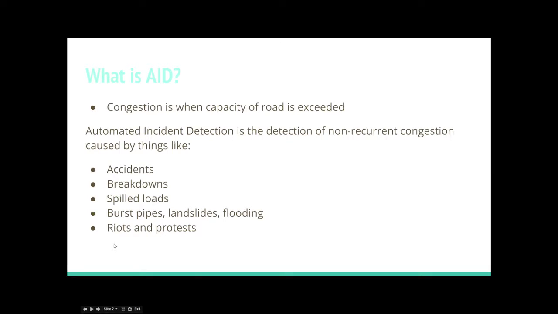Firstly, we need to know what congestion is, and that's basically where the capacity of the road is exceeded, and so everyone slows down. This can be recurrent, which you might think of as rush hour in the morning when everyone goes to work, and rush hour in the afternoon when everyone goes home. Our goal is to detect non-recurrent congestion, where something like an accident, a breakdown, spilled load, burst pipe, landslide, flooding, riots and protests cause congestion on the road.